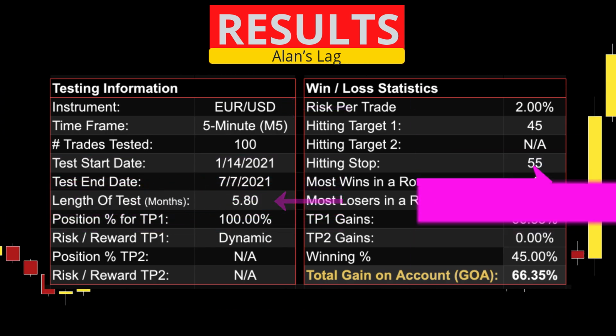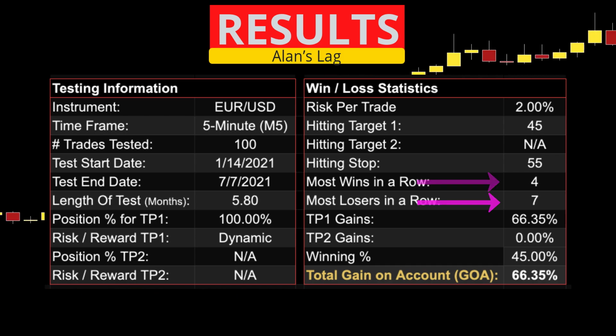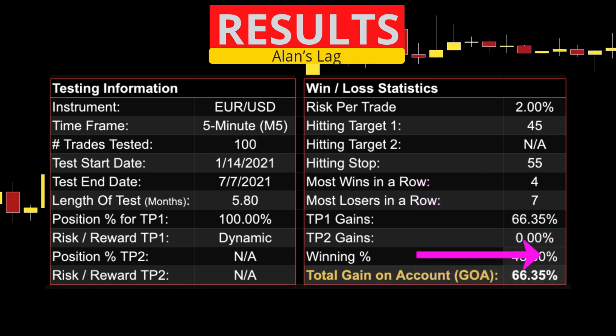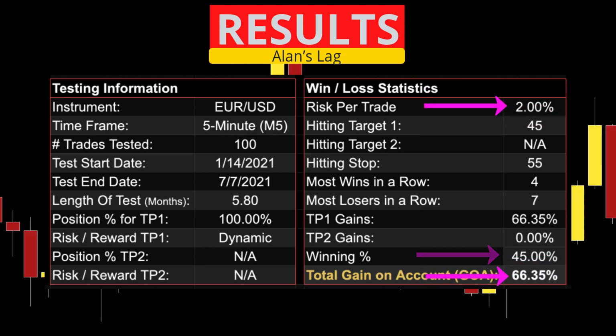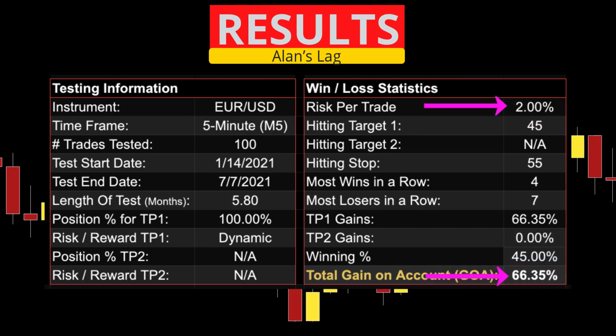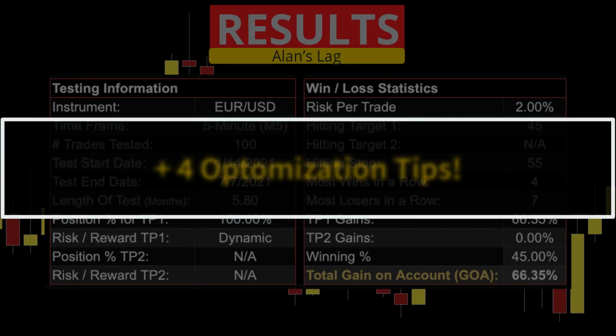This dataset provided 4 winners in a row and 7 consecutive losing trades, which is fine for a dynamic take profit strategy. The winning percentage was underwater at 45%, but the gain on account, risking 2% per trade, would have been an extremely healthy 66%. And I'm going to give you 4 tips on how to greatly improve these results.